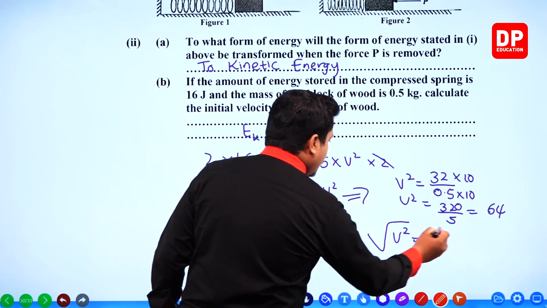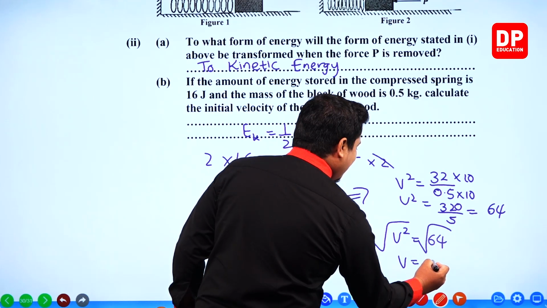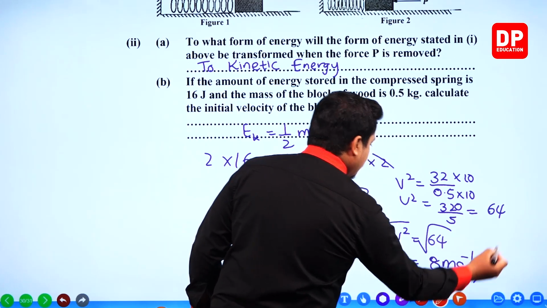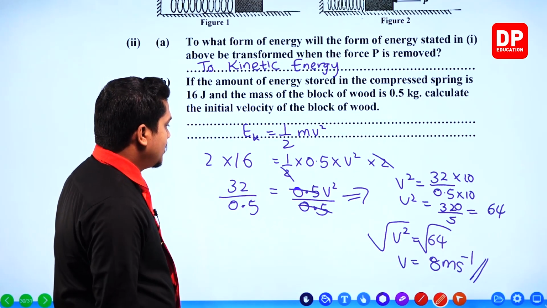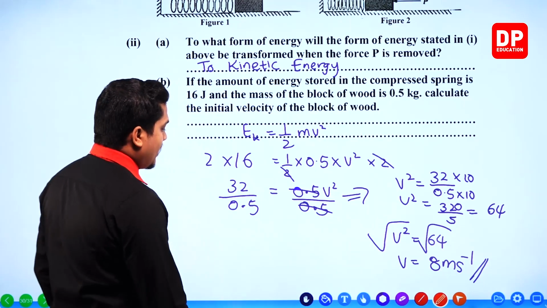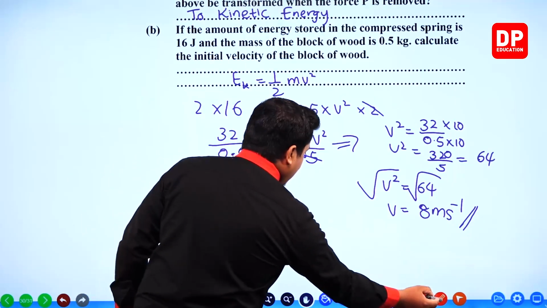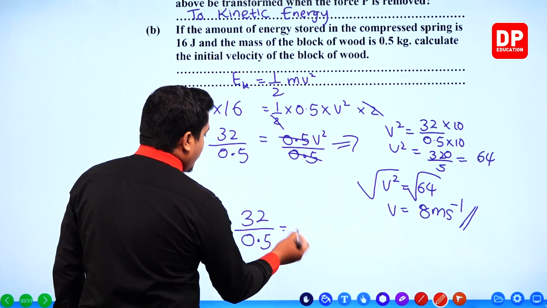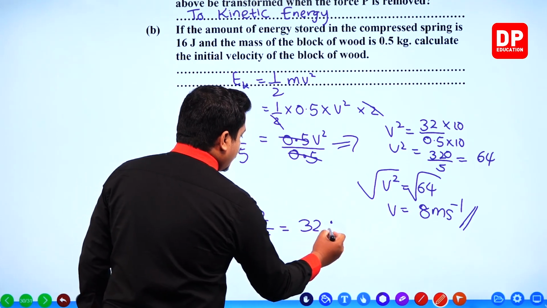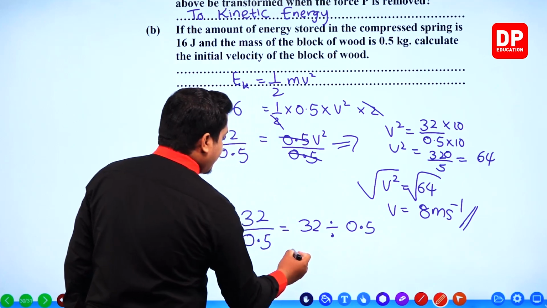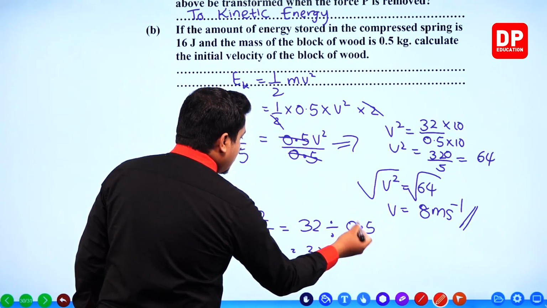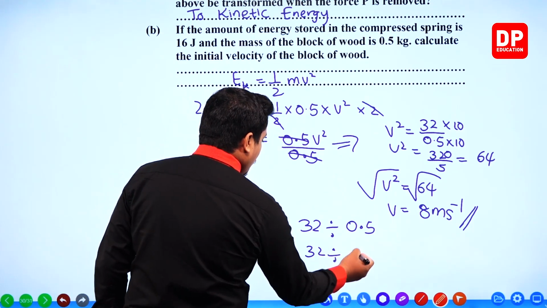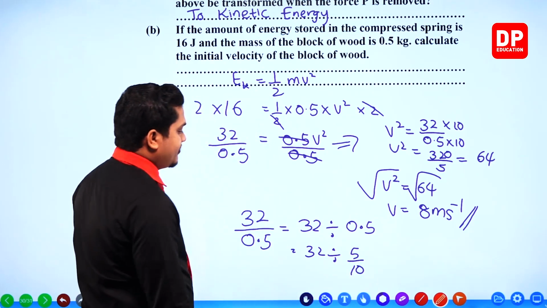Now take the square root. v is equal to the square root of 64, which is 8 m/s. 8 m s^-1 is the answer. So, my dear children, to make the calculation somewhat easy, you can do it like this if you want. 32 divided by 0.5, you can write it as 32 multiplied by 10 over 5, because 0.5 means 5 over 10, that means half.